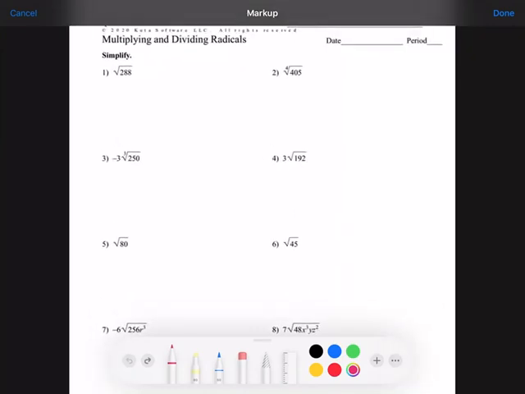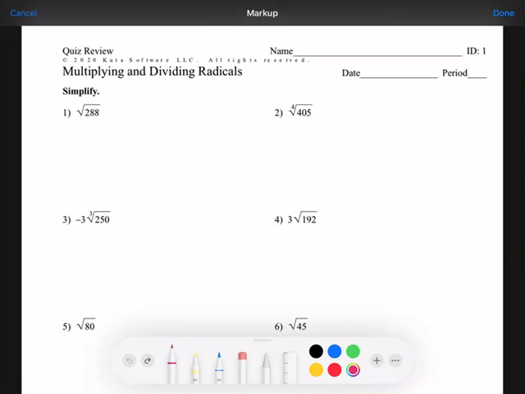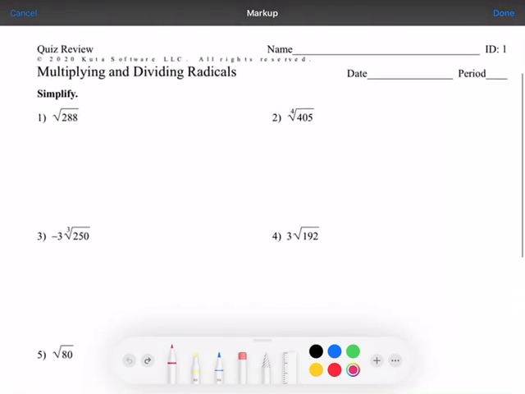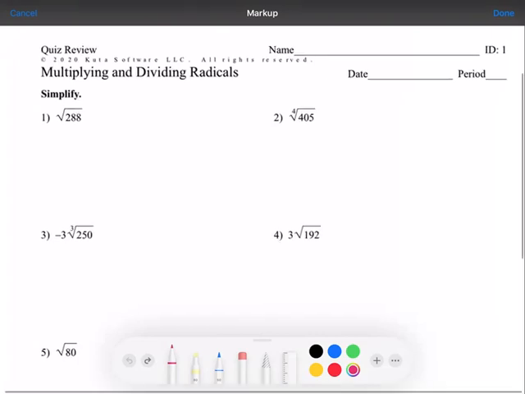Alright, so I'm going to go through the quiz review for tomorrow's quiz, which is over simplifying, multiplying, and dividing radicals. So this first page is just simplifying, so we're going to work through these. So I'm starting with the square root of 288. The way that we simplify is we're going to try and factor this down.